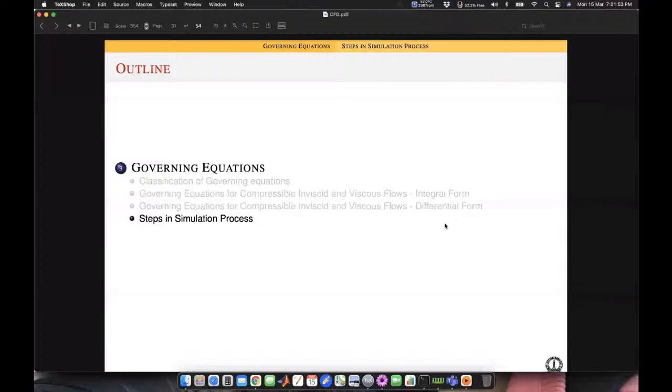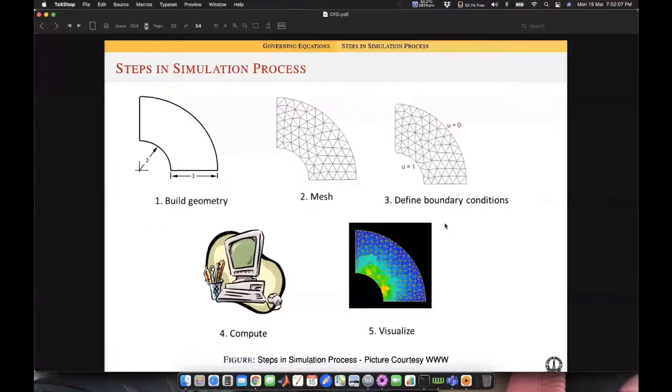Every simulation process will have a geometry associated with it. Okay. So the first thing that you need to do is build a geometry. The second aspect is you understand the physics of that from the governing equations. Then you discretize the geometry. That means you break the geometry into small elementary pieces. Okay. So this is what it is.